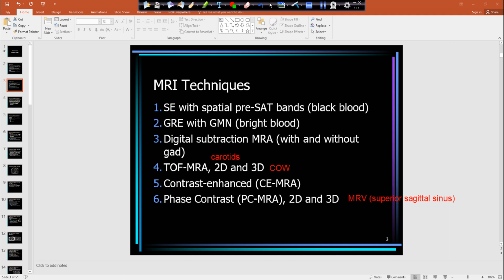And you can actually visualize or image blood flows at different velocities. So you can set your VENC, which we'll talk about, for venous blood flow or arterial blood flow. So it's a pretty cool imaging sequence.